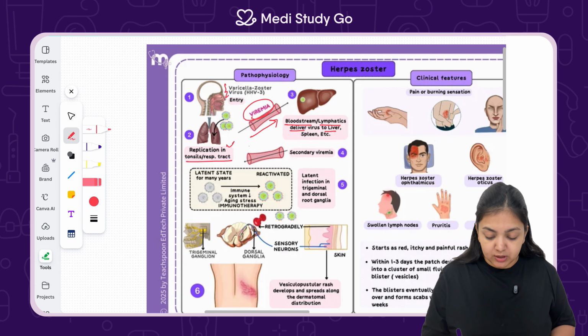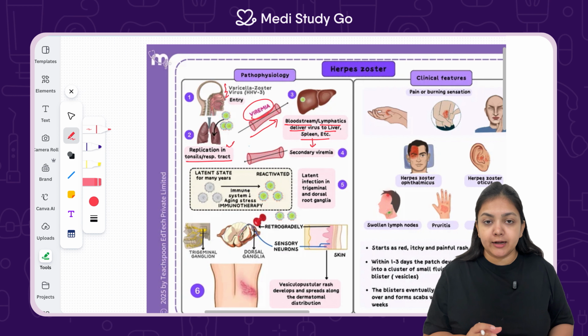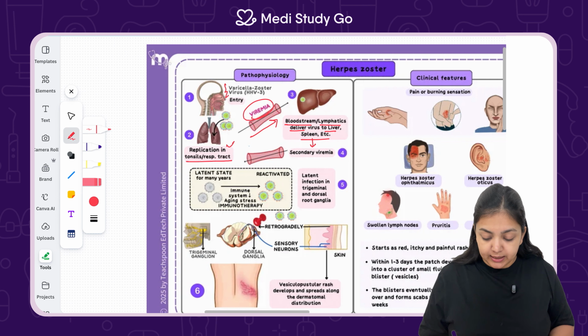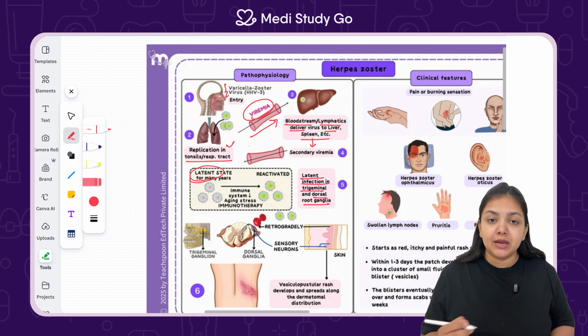So via the bloodstream and lymphatics, the virus gets delivered to the liver and spleen and all the other organs, which leads to secondary viremia, wherein all these organs can get infected and inflammation can happen primarily, which is the chickenpox. Now what happens is this virus cannot be eradicated completely. It becomes a latent infection in the trigeminal dorsal root ganglia, which is the sensory root ganglia. It becomes latent for many years.